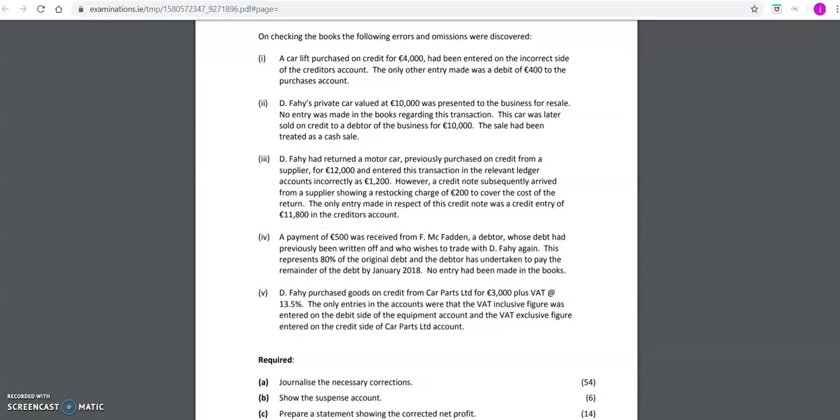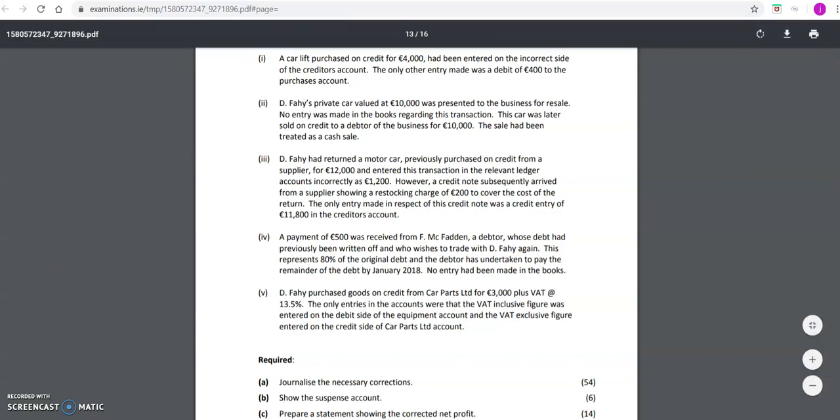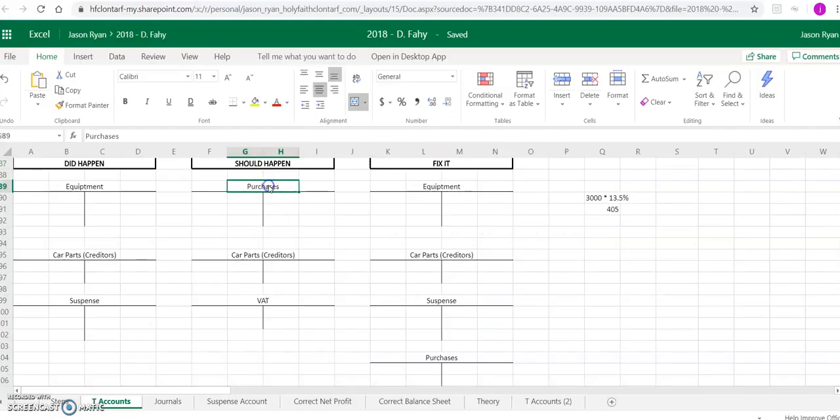Okay, let's have a look at the last one then. DFAC purchased goods on credit from Car Parts Limited for 3,000. We're a garage, so these car parts are going to be sold on. So we're going to need purchases, and creditors, plus VAT at 13.5%. Remember that the company collects VAT and then sends it on to the government. So there are three accounts we're going to need: purchases, our creditor Car Parts, and our VAT.